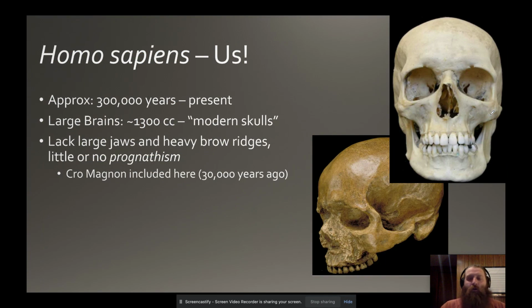Now, Homo sapiens, modern humans, that's us. We have fossil record evidence of ourselves for about 300,000 years to present. You'll notice that that means we coexisted with the Neanderthals for a while. We have really large brains, modern skulls. We don't have those heavy jaws or the brow ridges of the Neanderthals. And then Cro-Magnon is also included in this group, the Cro-Magnon man. There's no prognathism, this word right here, which means the jaw is extending out below the plane of the face.